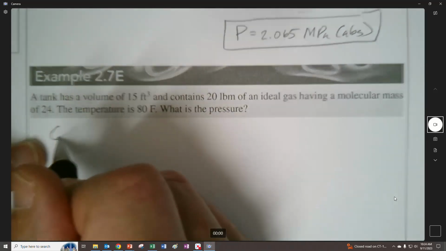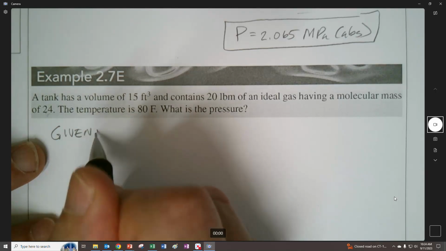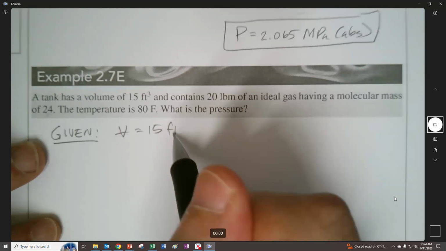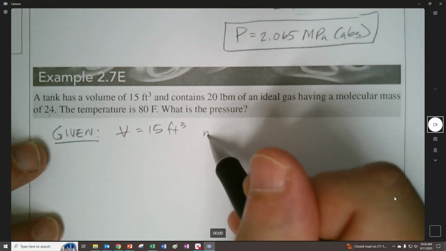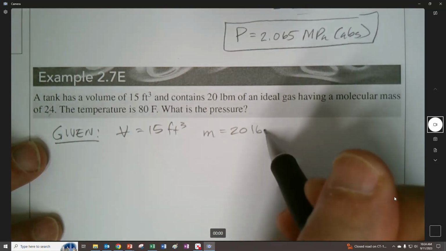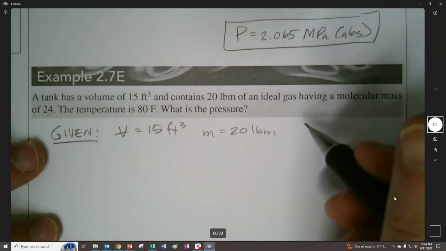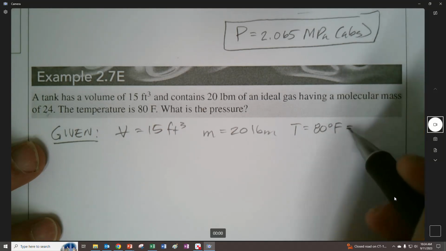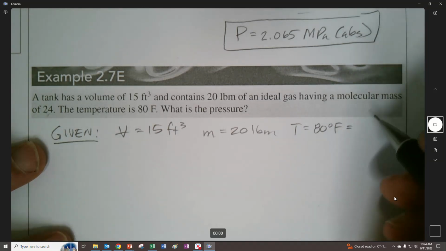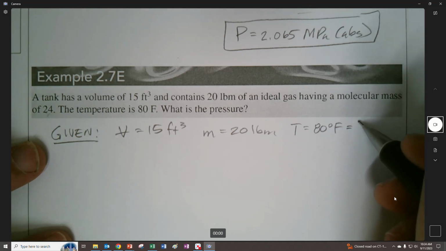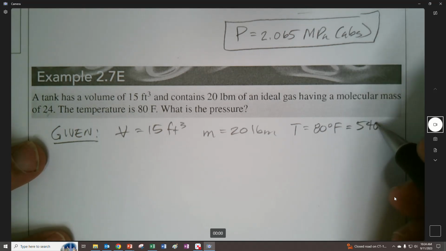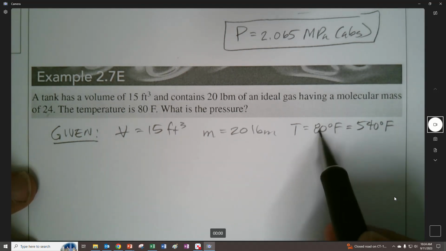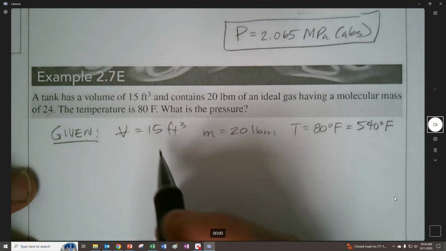So anyway, we'll do the same treatment. Given volume is 15 cubic feet. Mass is 20 pounds mass. Temperature is 80 degrees Fahrenheit. You add 460 to this and you get 540. Yeah, it's 540. Math is hard. Yeah, 460 plus 80 is 540. Sure is, all day long.